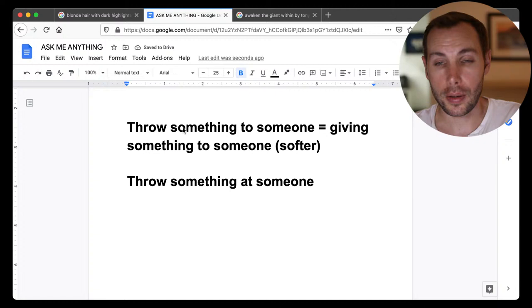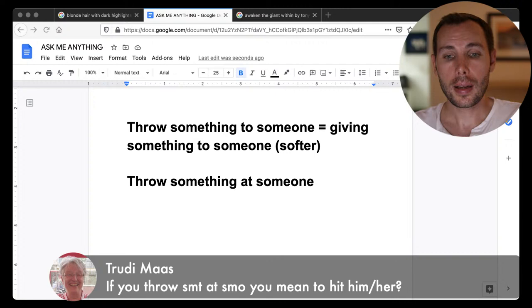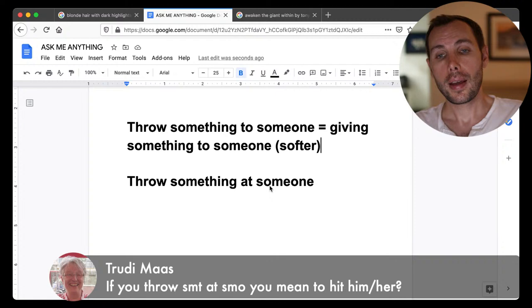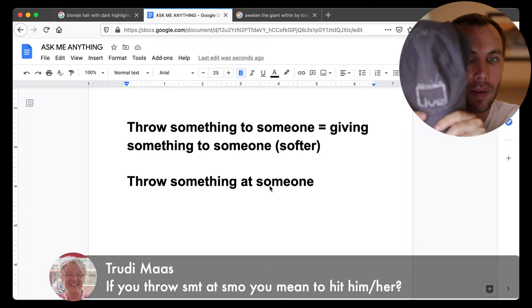Okay, Trudy has the right idea here. Trudy says, if you throw something at someone, you mean to hit him or her. Exactly right. So if I say, for example, hey, could you throw me the, well, not the scissors, could you throw me this hat, English TV Live hat? I throw it to you, okay? I throw it to you.